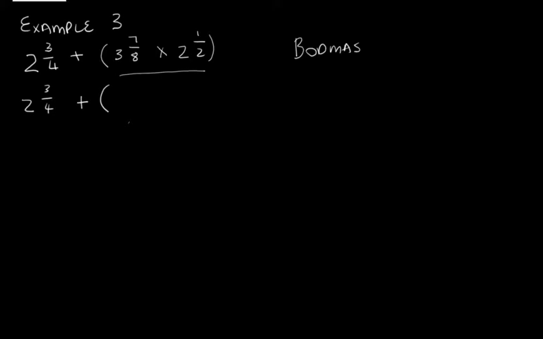So you know you need to convert to an improper fraction in order to simplify. And 3 times 8 is 24, and 24 plus 7 is 31. 2 times 2 is 4, 4 plus 1 is 5. So that's 5 over 4. Let's close that bracket and let's simplify further.